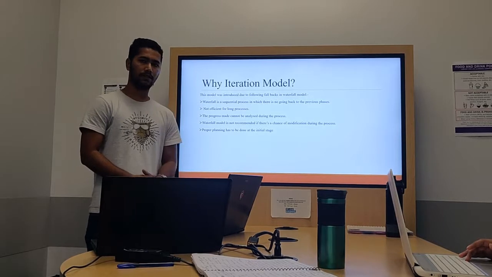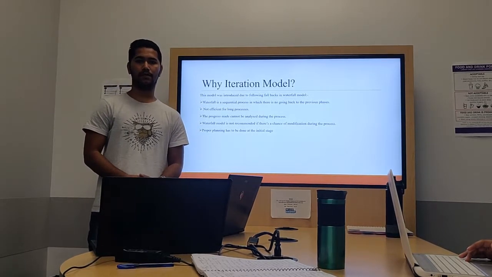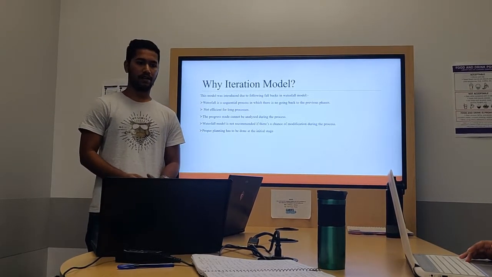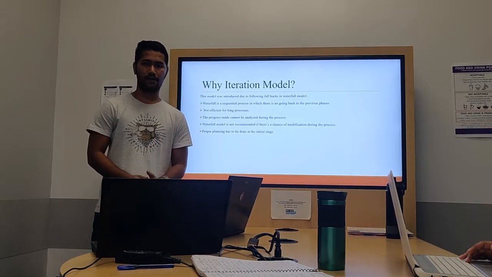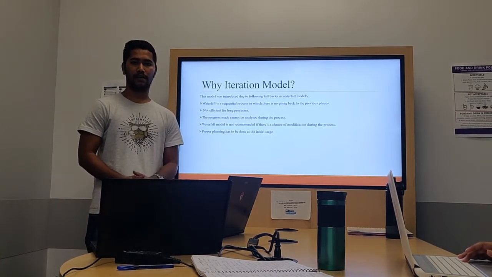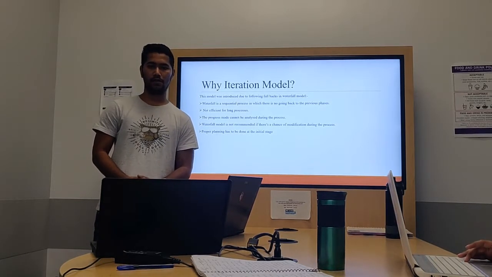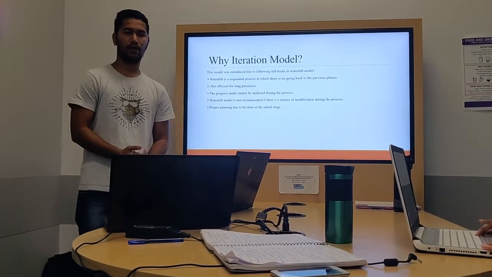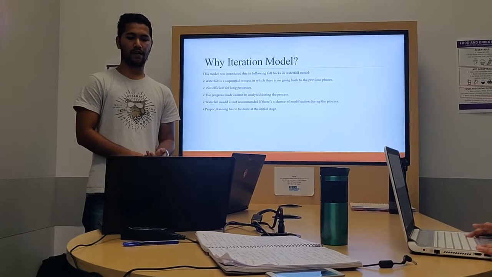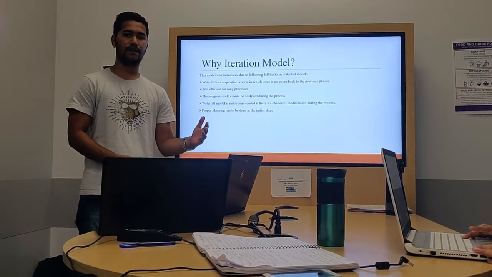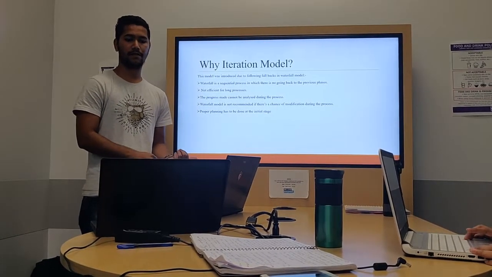Now the waterfall model is a sequential process, which means there's no going back. Like if you are given a form and you fill it with a pen, will you be able to make changes to it? The answer is no. The same way, in the waterfall model, there's no going back. Once the process jumps to another phase, you cannot make any changes to the previous phase.